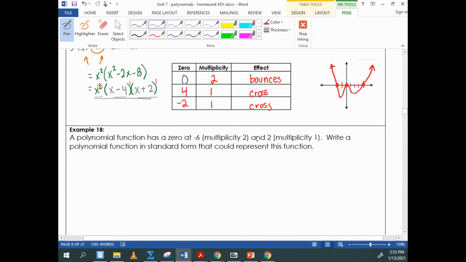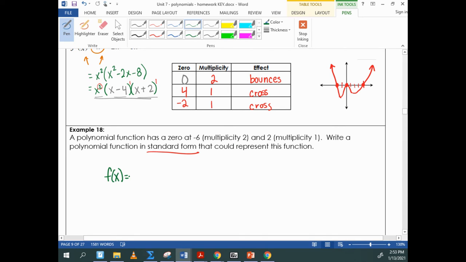We could draw it, but they're really going to want us to write the polynomial function in standard form. Now, note that you're going to first have to start off with writing it in factored form because they tell you your zeros. Okay, so we're going to work backwards. If they tell us our zeros, we're going to write our factors. So here's our function right here.